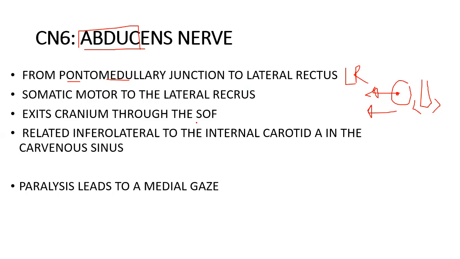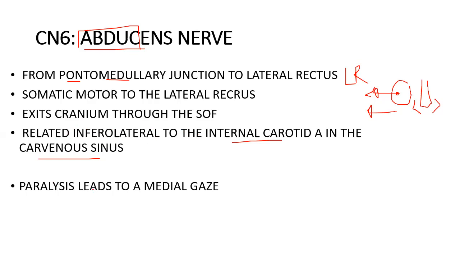It exits the cranium through the superior orbital fissure, and then it's related inferolateral, right? One relation is the internal carotid artery. So it's actually inferolateral to the internal carotid artery, within something called the cavernous sinus. So basically a bag of venous blood that we call the cavernous sinus. So it's also there with the internal carotid artery, inferolateral to the artery.